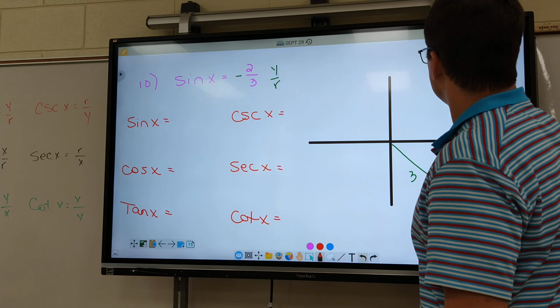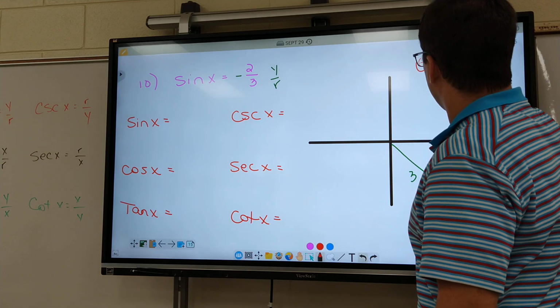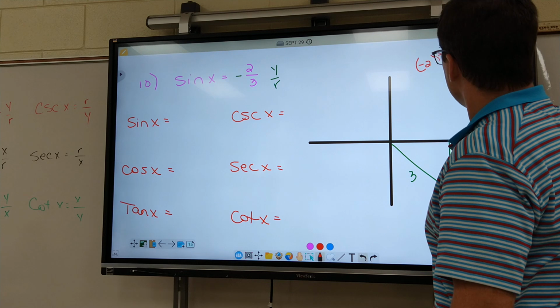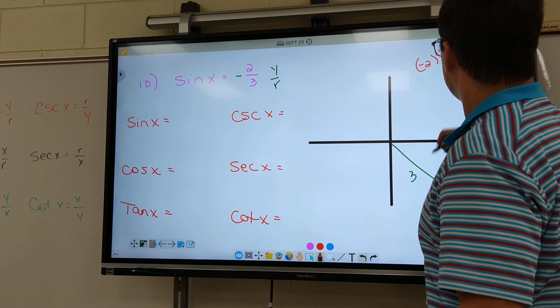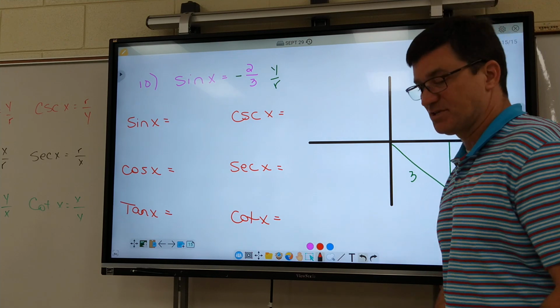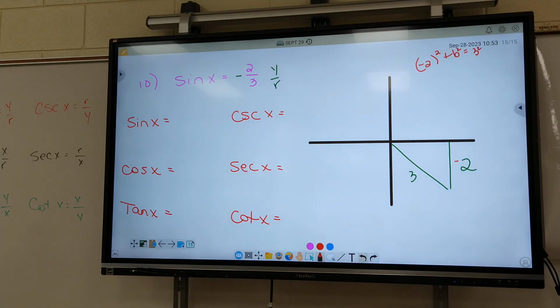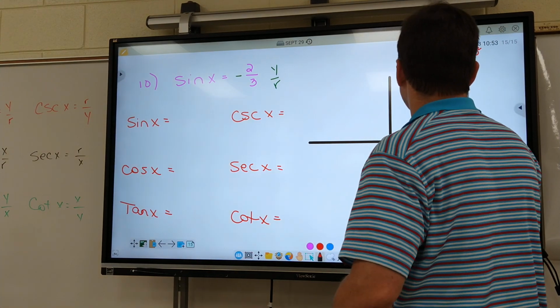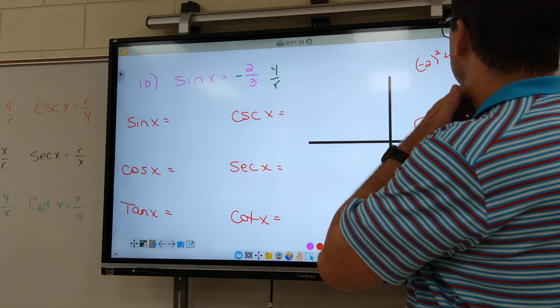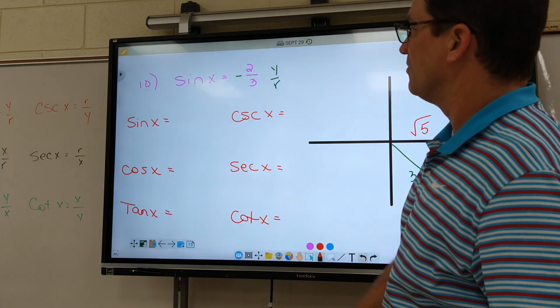All right, so I've got -2 squared plus b squared equals 3 squared. Let's put it in your calculator. 3 squared minus 2 squared equals. I got 5. Square root of 5, we don't know, so we'll just write square root of 5. All right, after that, find your 6 answers.